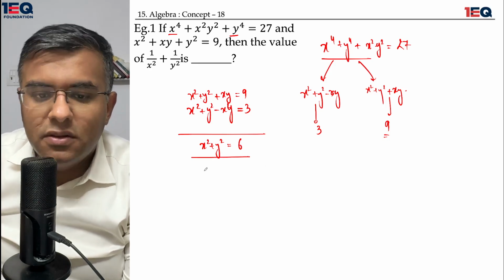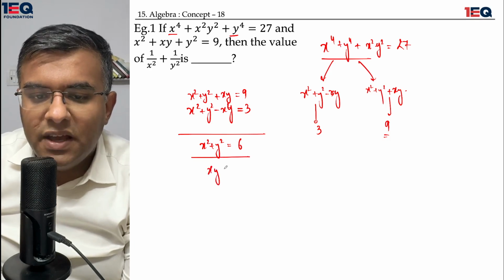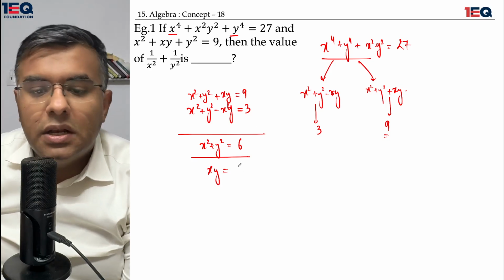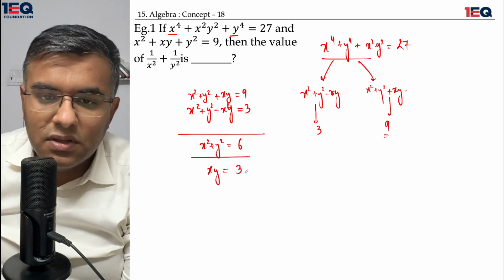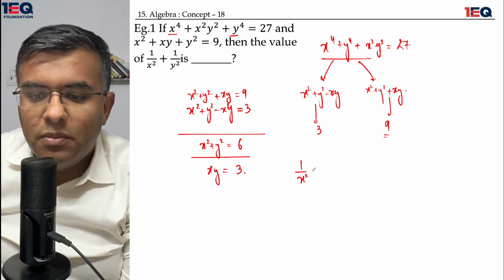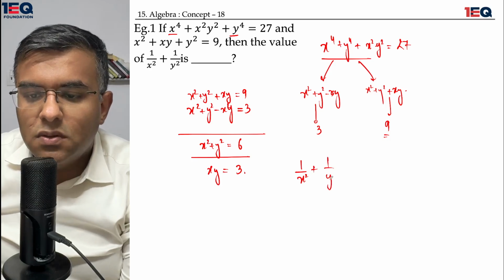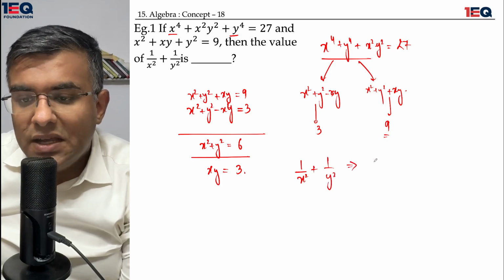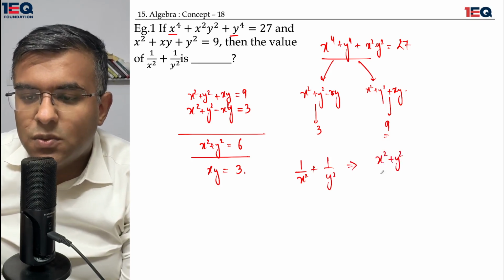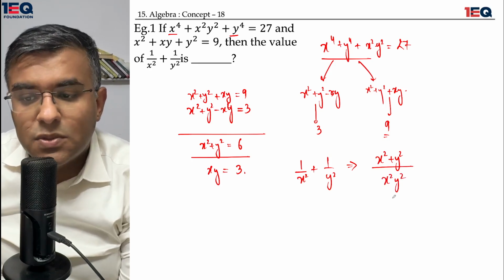If I subtract the two equations, then I get the value of xy, and the value of xy is going to be 9 minus 3, which is 6, and 6 by 2 is 3. So the question says I need to get the value of 1 by x square plus 1 by y square. That can be possible if I have x square plus y square and the entire situation is divided by x square and y square.